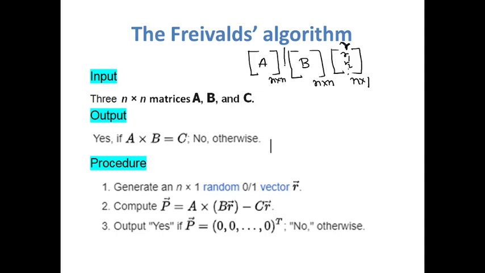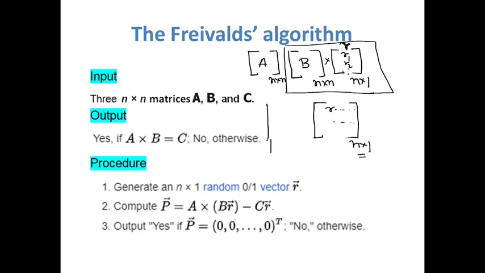Carefully, if you multiply these two matrices first, what will be the order of the resulting matrix? It will be n cross 1 only. So the multiplication of B and R will be n cross 1. With that, if you multiply matrix A, whose order is n cross n, similarly you will get a resultant matrix of n cross 1.